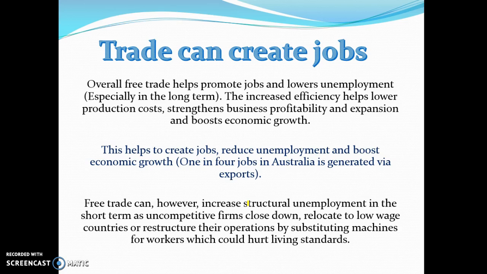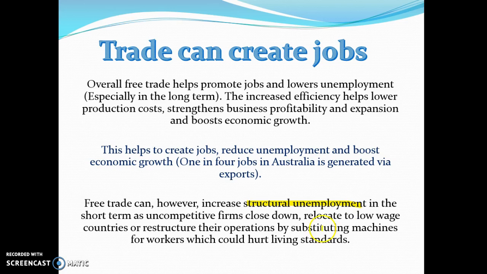So 1 in 4 jobs in Australia is generated via exports. The faster we are able to grow, the more efficient we are, the more jobs stay in Australia, and the more profitable businesses are, so they're more willing to produce. It is worth mentioning, though, that in the short term, free trade can increase structural unemployment. Firms are likely to perhaps relocate to low-wage countries to maximise their profits.